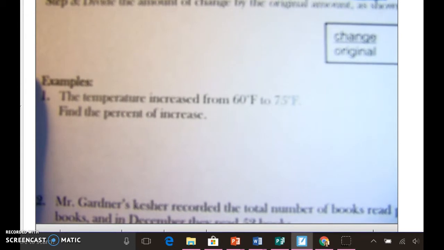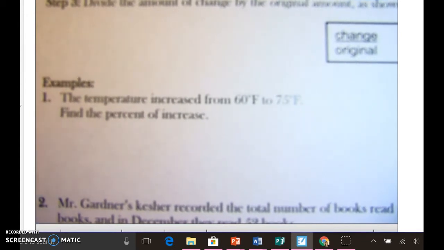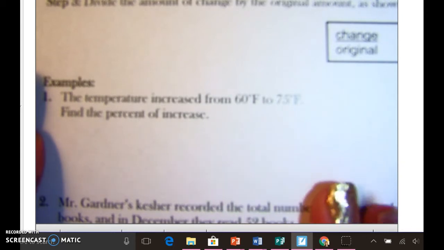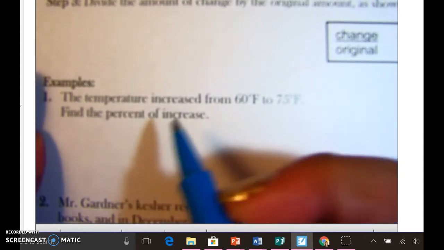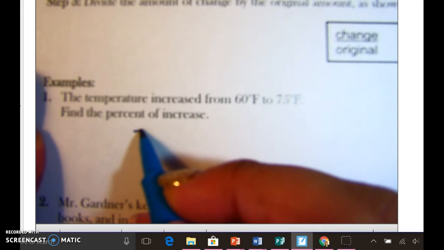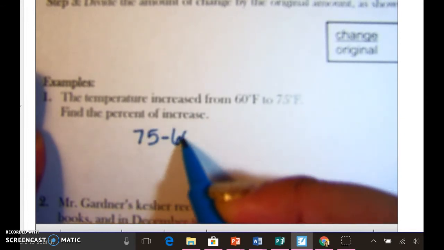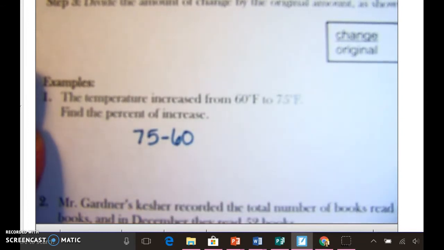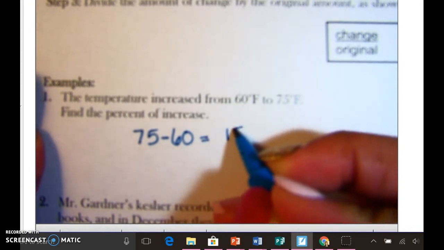The temperature increased from 60 degrees to 75 degrees. Oh, I wish it was 75 degrees. Okay, find the percent of increase. So the first thing we need to do is subtract the smaller amount from the greater amount. So I'm going to do 75 minus 60. 75 minus 60 is 15.